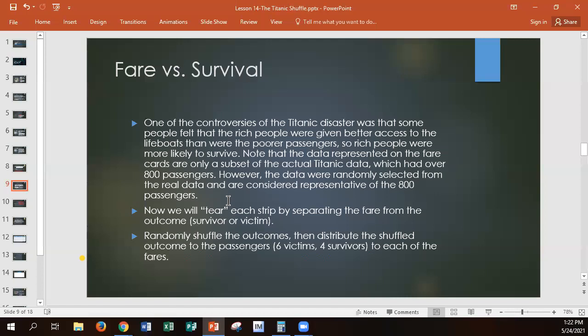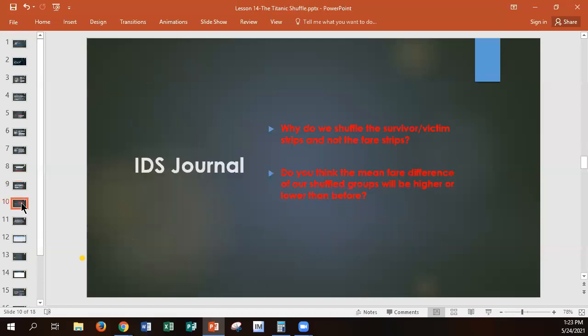Note that the data represented on the fare cards are only a subset of the actual Titanic data, which had over 800 passengers. However, the data were randomly selected from the real data and are considered representative of the 800 passengers. Now we will tear each strip. We're not doing that, okay? We're going to randomly shuffle using our Google Sheets.